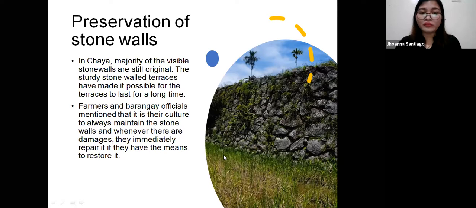So maintaining or repairing the stone walls is very pricey. So some of the farmers, if the stone walls are really damaged, they don't consider repairing them. So that's why there are rice terraces which are being abandoned in some parts of Ifugao.